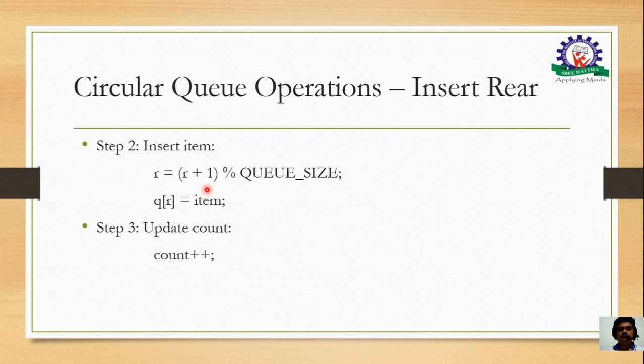So once I do pre-incrementation of the r, then at the position where r is marked, that is at the queue of r, I will get an empty space, and there I will insert an item. Third step is what? As and when I insert an item, I should update the count variable value, that is count is equal to count plus 1.